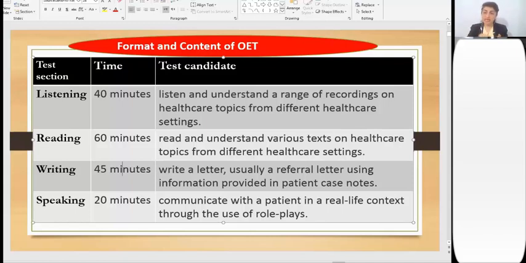But in writing and speaking, you will produce your own information. They will give you some tips, some guidance, and you should produce your own words. You should talk in your own words. So you will use your medical information and you will use some tricks that I'm going to teach you.